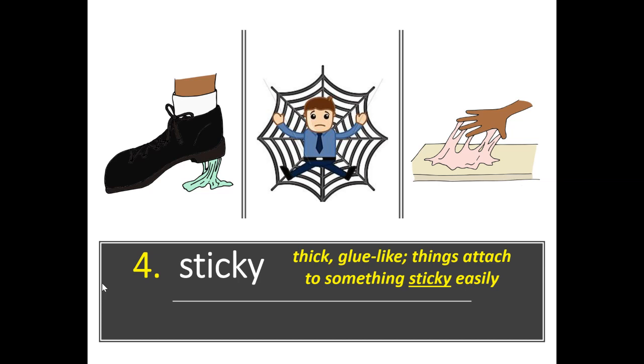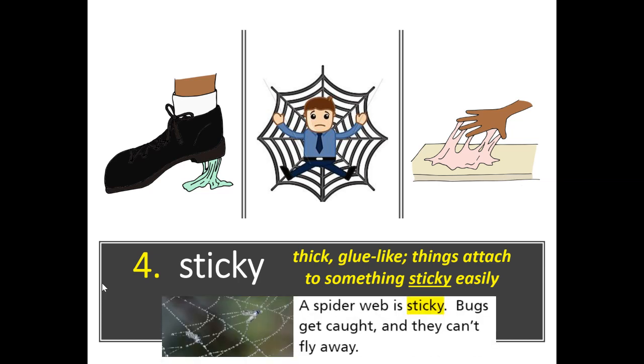Well, you could say glue-like, or like glue, and draw a quick sketch. A spider web is sticky. Bugs get caught and they can't fly away. So the past tense of sticky is stuck. Think about it. What do you get on your hands that is sticky? Well, I see gum, slime.